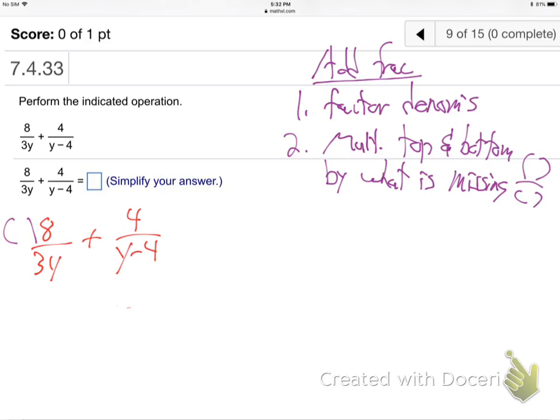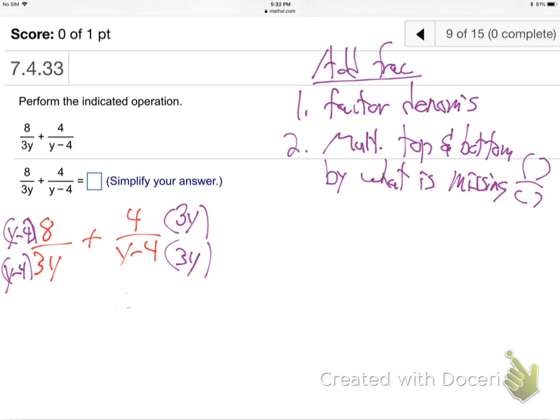So that means I'm going to come over here and say, okay, compared to the other denominator, it's like comparing with your neighbors or something. What do your neighbors have? Comparing to the other denominator, what does it have? It has a y minus 4. You got to do it top and bottom. And then we go over to this guy and we compare back. What is it missing? It needs 3y top and bottom.